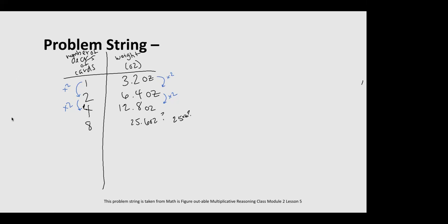Sure. So I'm seeing a pattern that you're giving us in the number of decks of cards: 1, 2, 4, 8. Through my number sense, I know that 1 doubles to 2, 2 doubles to 4, 4 doubles to 8. So if you double the decks, you'll double the weight, you'll double the ounces, and then I did some mental math, doubling the 12.8 to get the 25.6. Right.